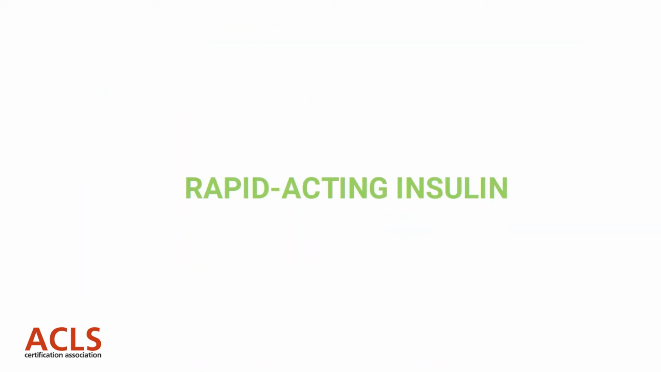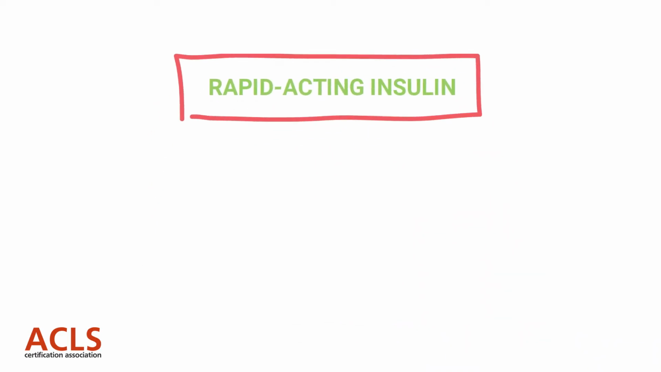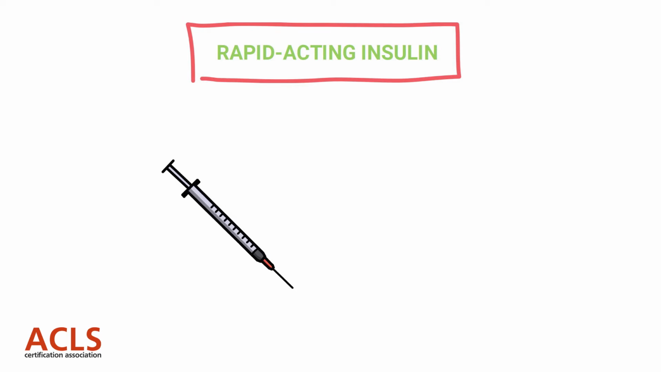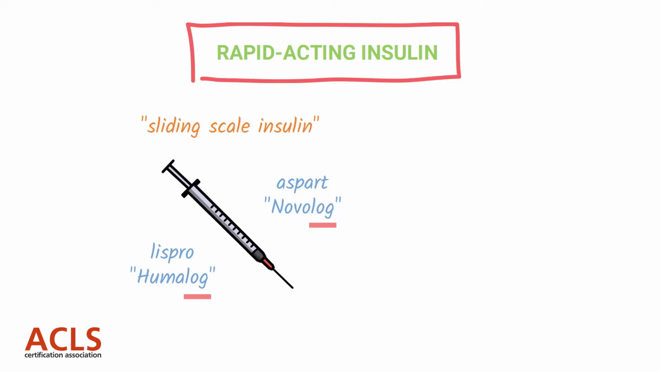So we're going to start with the rapid acting insulins. Listed under rapid acting, the most common ones that you'll see are the Lispro and the Aspart. Now, the Aspart is the Novolog. It ends in LOG, that we give most commonly for sliding scale insulin.